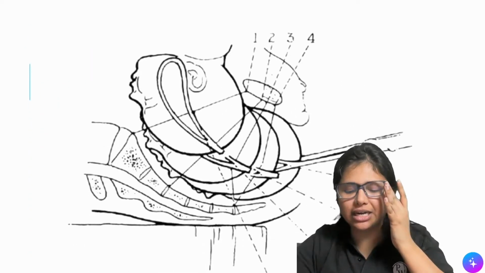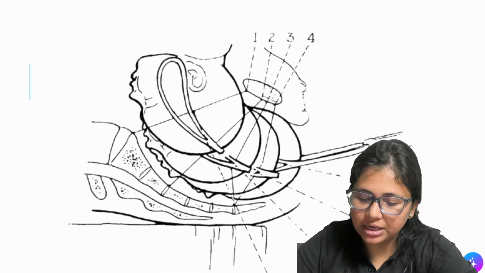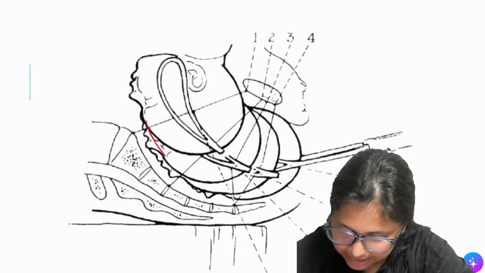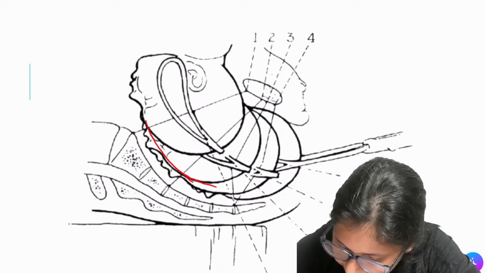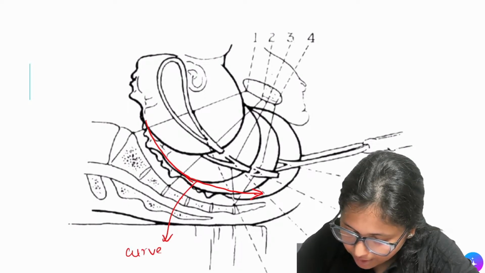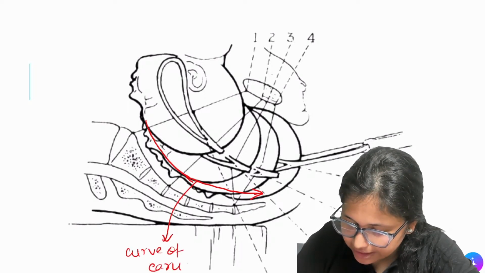And it is quite logical if you look at it. So remember, when we talked about the maternal pelvis, we talked about this curve of the birth canal. And this curve, does anybody remember the name? What is the name of this curve? This is called the curve of Carus. This is the curve of Carus.